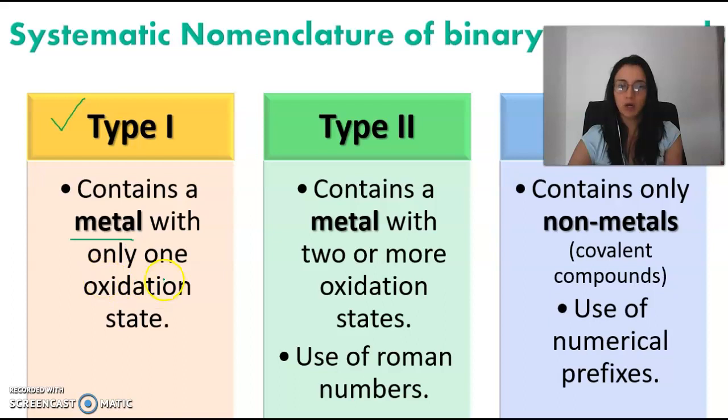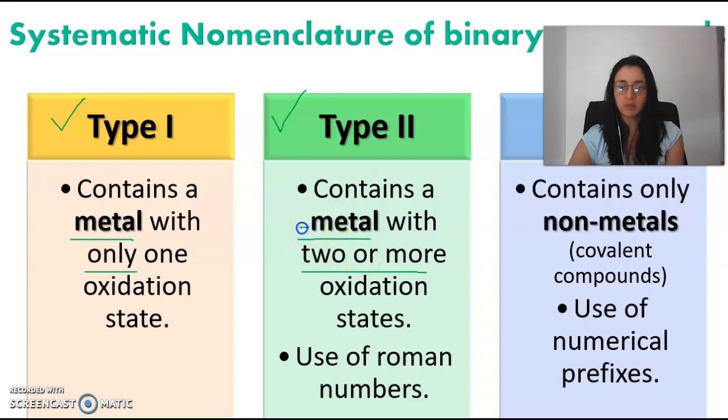and it has only one oxidation state. So we are looking there at all the elements from group 1, 2, 3 and some transition metals. So in here, type 2, which is the one that I'm going to explain in this video, will include all the metals that have two or more oxidation states. So that's the key difference. In here, the elements have only one oxidation state. In here, it has two or more.